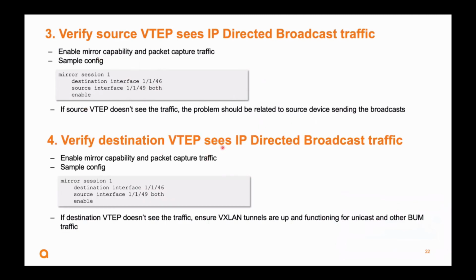At the destination VTAP, you do the same. You want to mirror. If the source VTAP sees it, but the destination VTAP doesn't see it, there's one thing you can check. Before you do all this packet capture, you want to make sure the VXLAN tunnels are up and functioning for unicast and other BUM traffic. Make sure everything else works before you even check IP-directed broadcast.